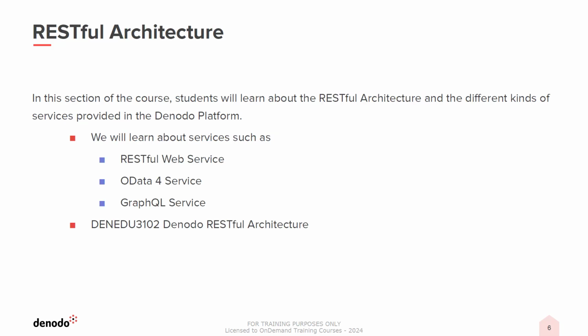In the next section of this course, we will learn about the Denodo RESTful architecture, and we will open an internet browser to see how the data can be consumed by anyone using the RESTful web service. We will mainly focus on three services. The first is the RESTful web service, the next is OData4 service, and finally the GraphQL service. This module consists of details on how to launch, query, and use each of these services which are deployed in the embedded web container. We will follow up more on these services in the module Denodo RESTful Architecture.